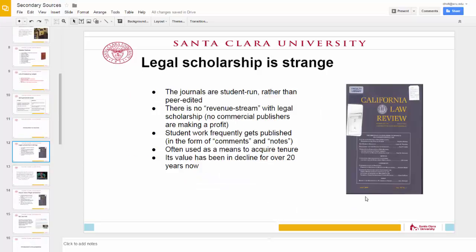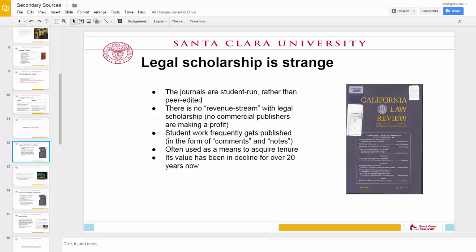Okay, introduction to legal scholarship. Legal scholarship is a little strange for a number of reasons. For one, most academic scholarship is peer edited. Legal scholarship is not. We have this very bizarre student-run method for the selection and publication of legal scholarship. Another oddity with legal scholarship is that there is no revenue stream. We don't have any commercial publishers that are involved in this process. Legal scholarship overwhelmingly is published by law schools themselves, so there's no profit stream.